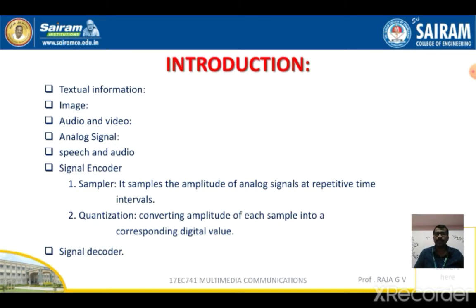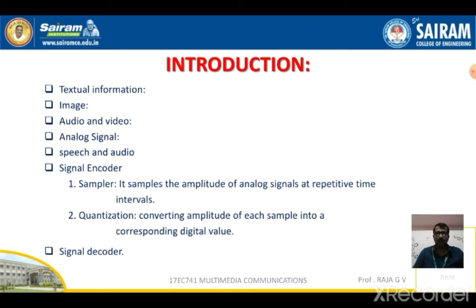The conversion of an analog signal into digital form is carried out using an electrical circuit called a signal encoder.